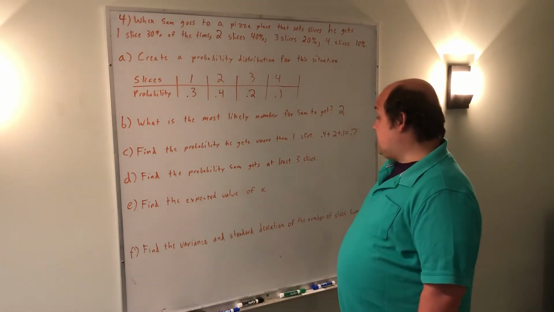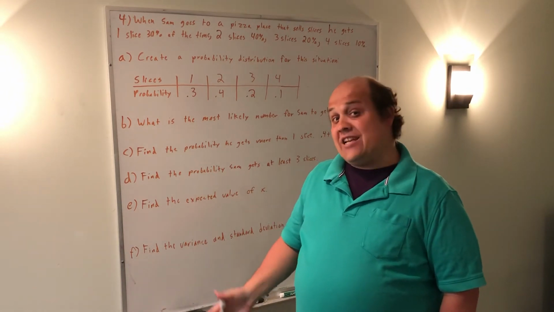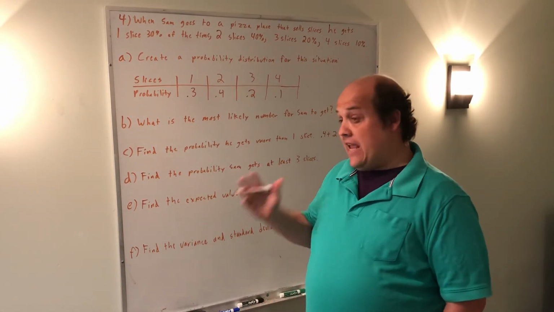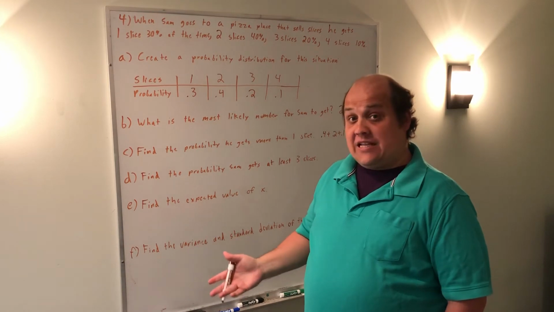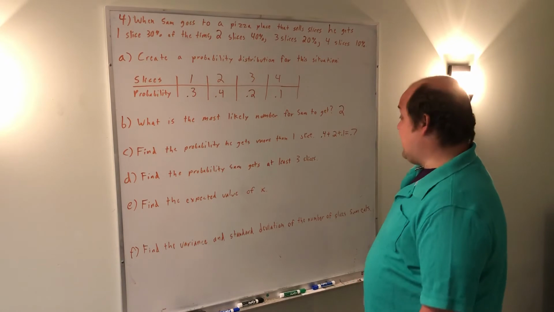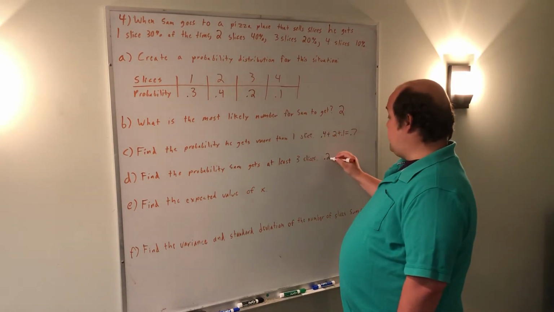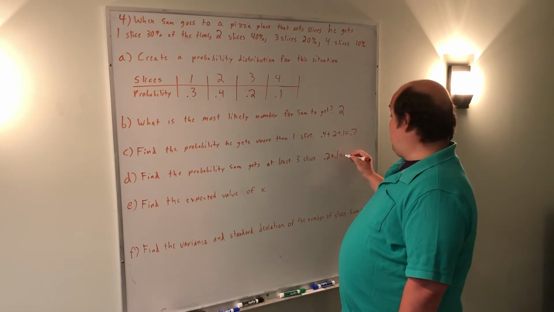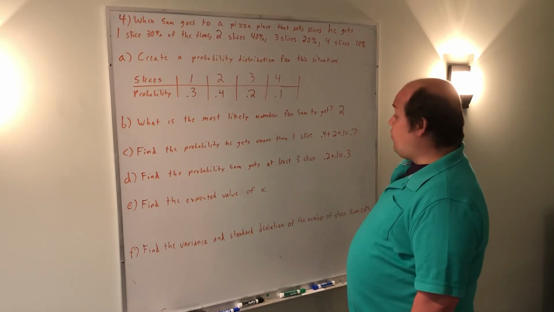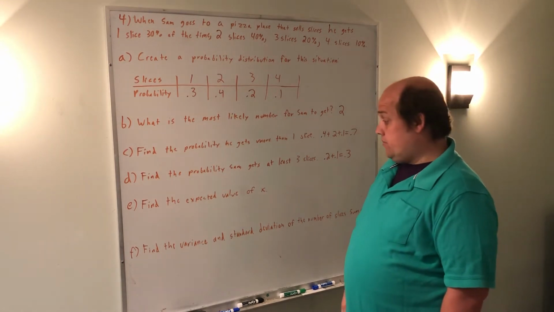Find the probability Sam gets at least 3 slices. At least 3 includes 3. If he ate at least 3 slices, he could have eaten 3 slices or he could have eaten 4. Both of them count as at least 3. So the probability of eating 3 was 0.2, plus the probability of eating 4 was 0.1. So there's a 0.3 or about a 30% chance that he gets at least 3 slices.